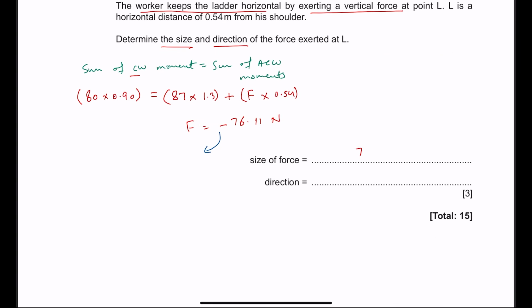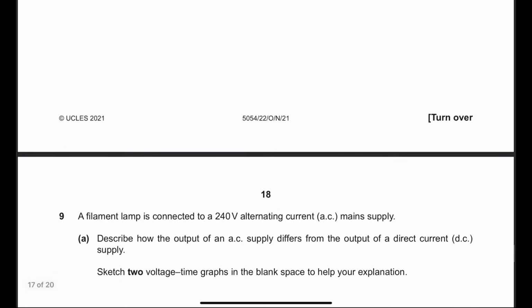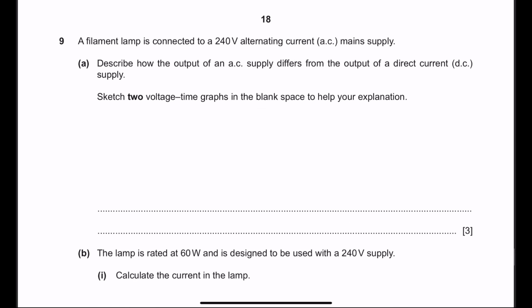Let's just ignore the negative sign and write down my answer, 76.1 Newton. And when I state the direction of the force, I assumed upwards, but the negative sign means that the force is actually downwards. So I'm just simply going to write my answer as downwards when mentioning its direction. I hope that's clear.